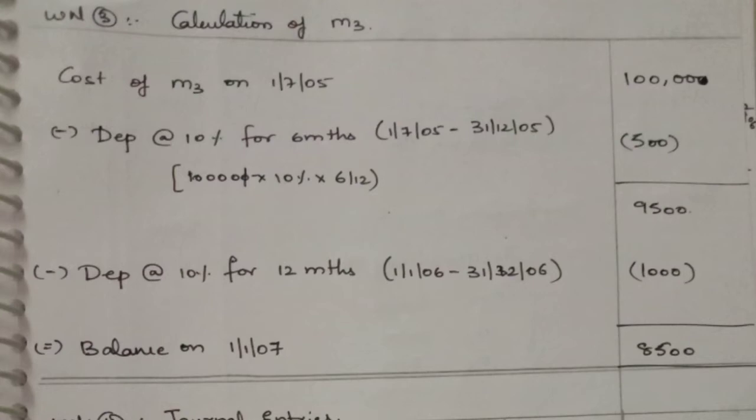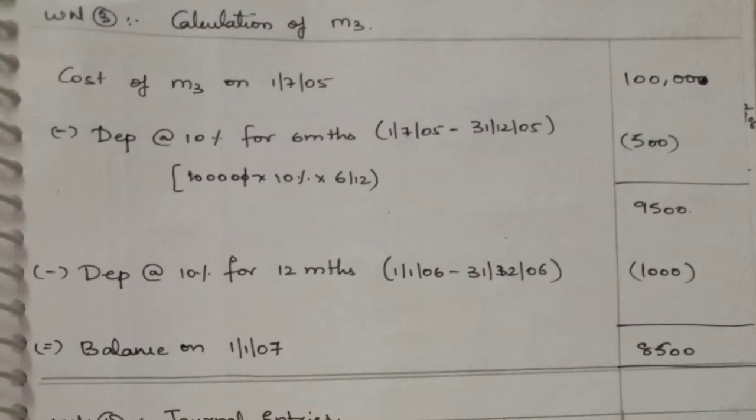Right? Next comes the due date, because there is no change in that year for machinery 3. So next comes the due date only, that is 31st December. You need to calculate the depreciation for 6 months, from 1st July to 31st December, which comes to 10,000 into 10% into 6 divided by 12, that is 500. So 10,000 minus 500 is 9,500, the amount of machinery 3 as on 31st December 2005, which goes to the balance sheet. This is the balance amount of machinery.